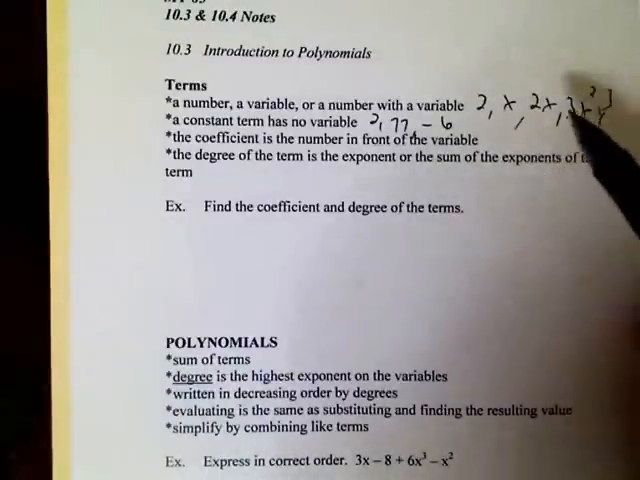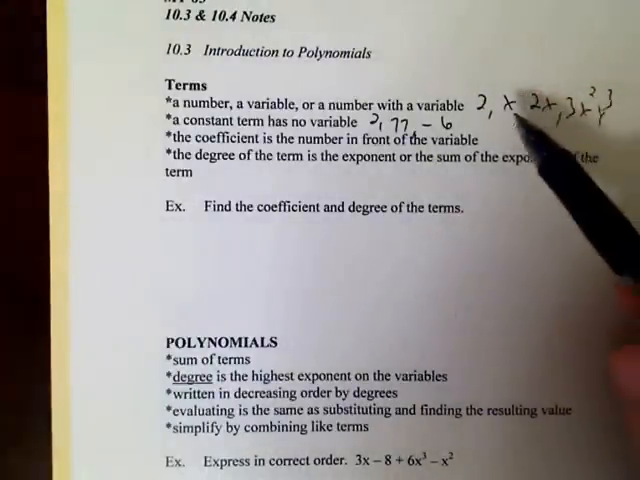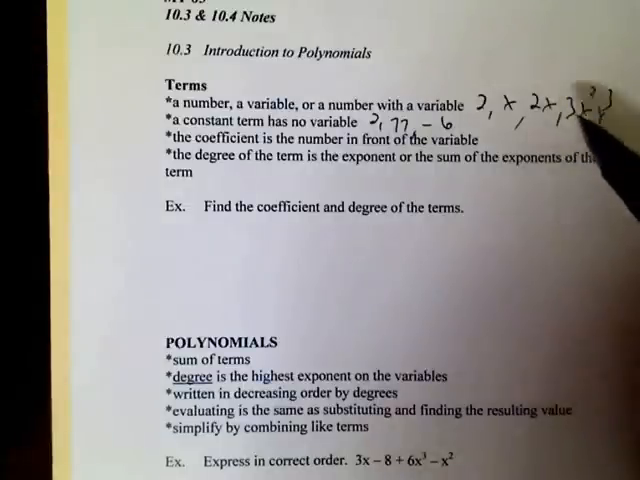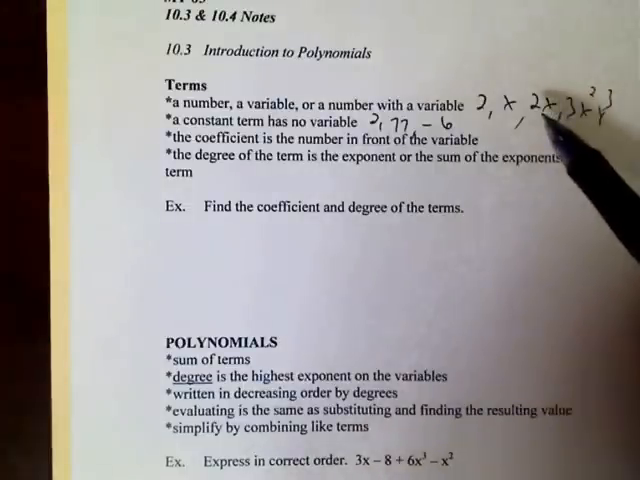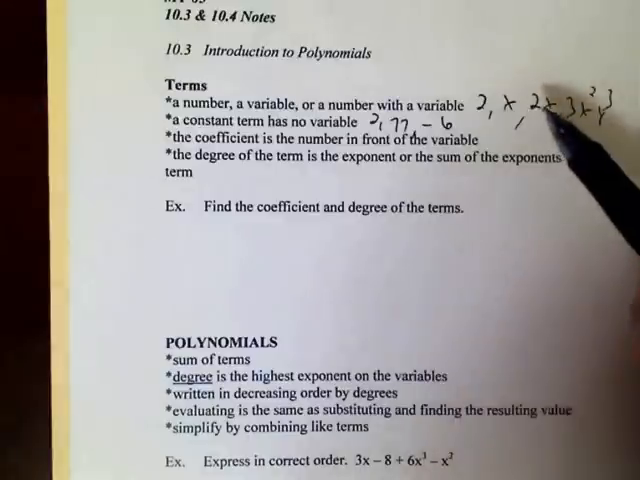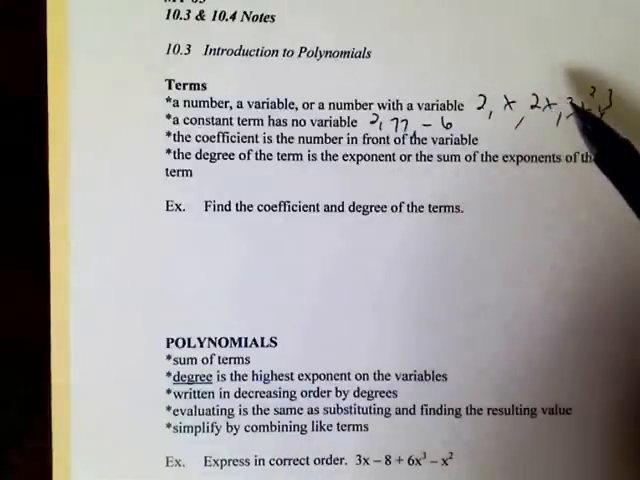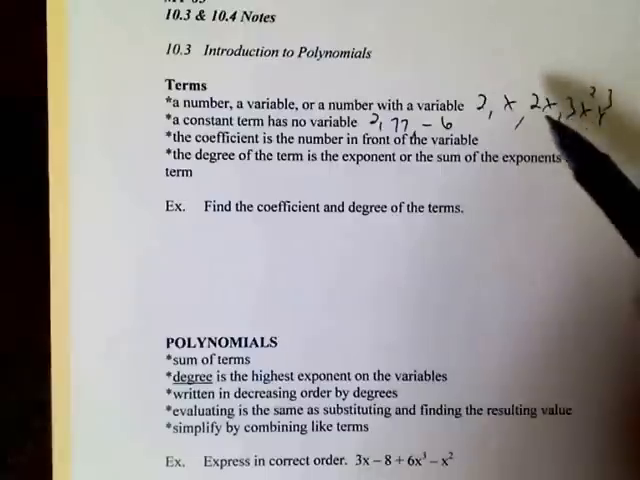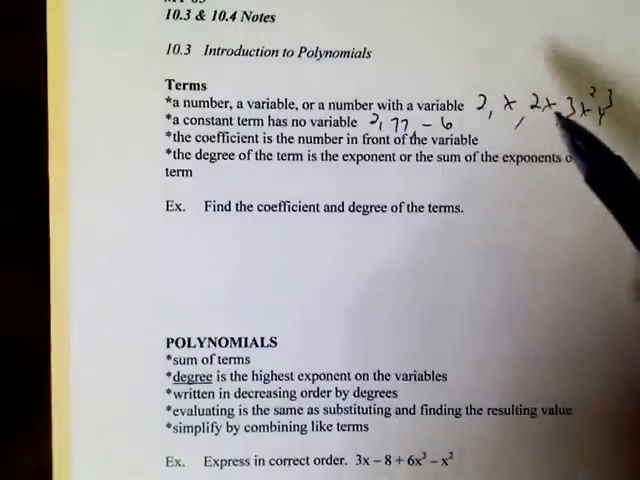A variable term is a term that has variables in it. So x, 2x, 3x squared y cubed, those are all examples of variable terms. The reason why they're called variable terms, for example, the 2x will vary based on whatever x is. If x is 1, then that becomes 2 times 1, which is 2. If x is 2, it becomes 4. If x is 3, it becomes 6, and so on. So variable terms vary based on the x.